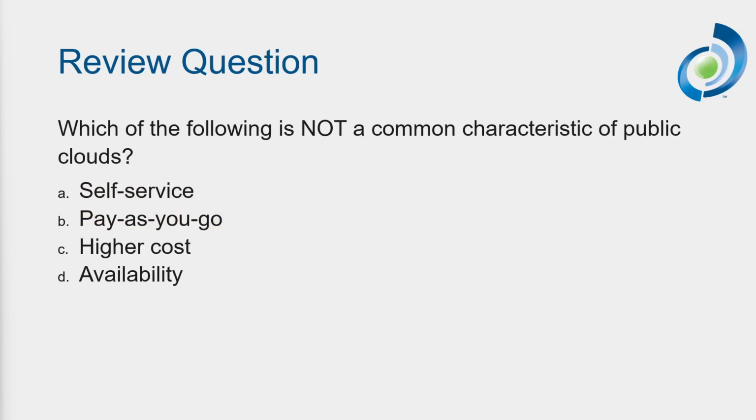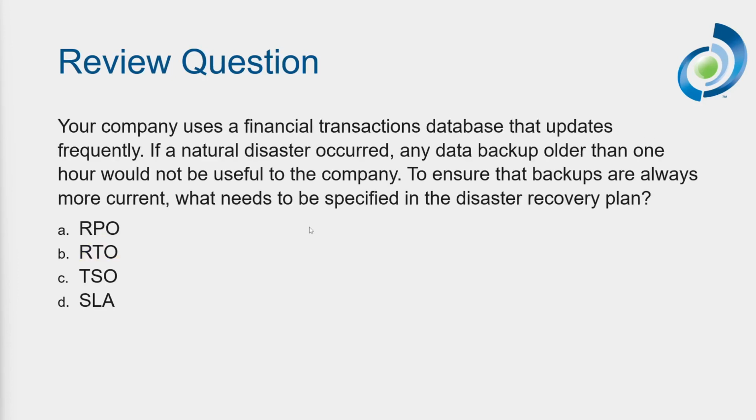Which of the following is not a common characteristic of public clouds? Higher cost, of course. Your company uses a financial transactions database that updates frequently. If a natural disaster occurred, any data backup older than 1 hour would not be useful to the company. To ensure that backups are always more current, what needs to be specified in the disaster recovery plan? That, of course, is the RPO.